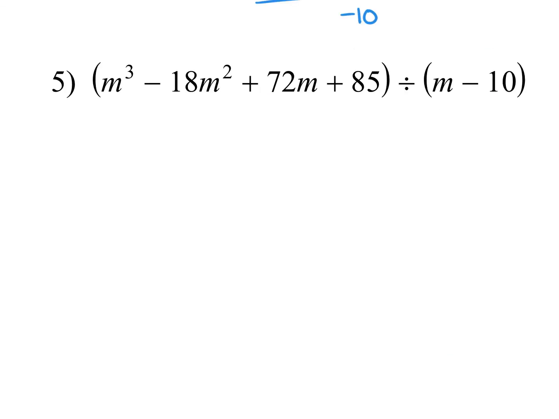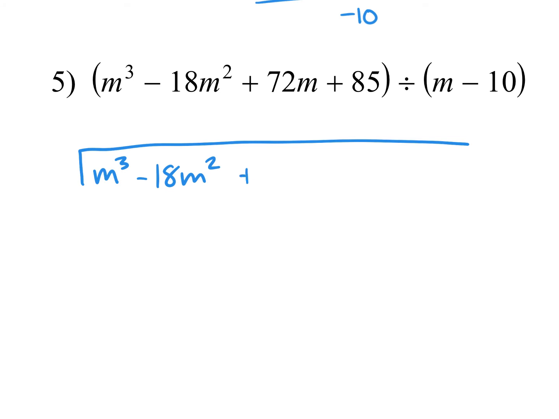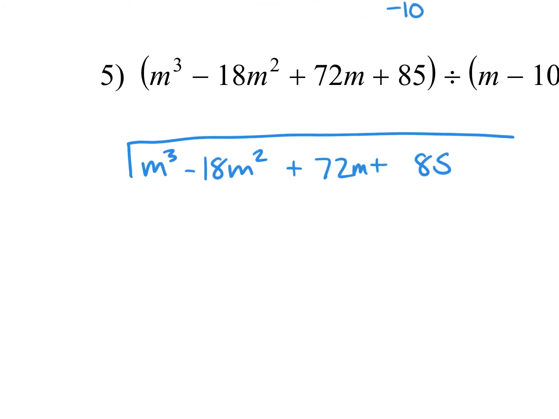All right. So let's take, or no, number 5. We're going to do number 5. So inside the box, am I missing any terms? No. So m to the third power minus 18m squared plus 72m plus 85. And then outside I have m minus 10.